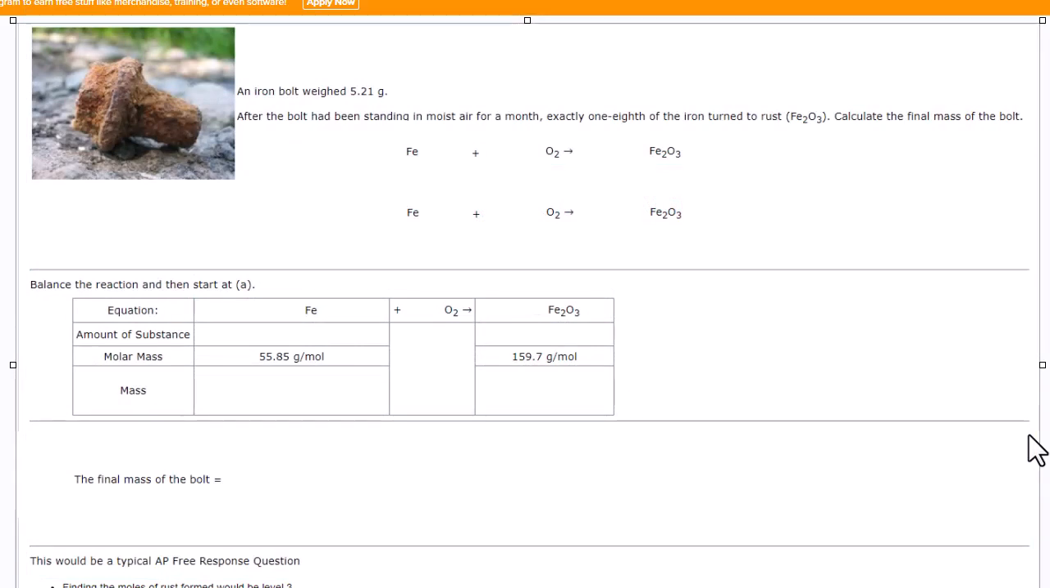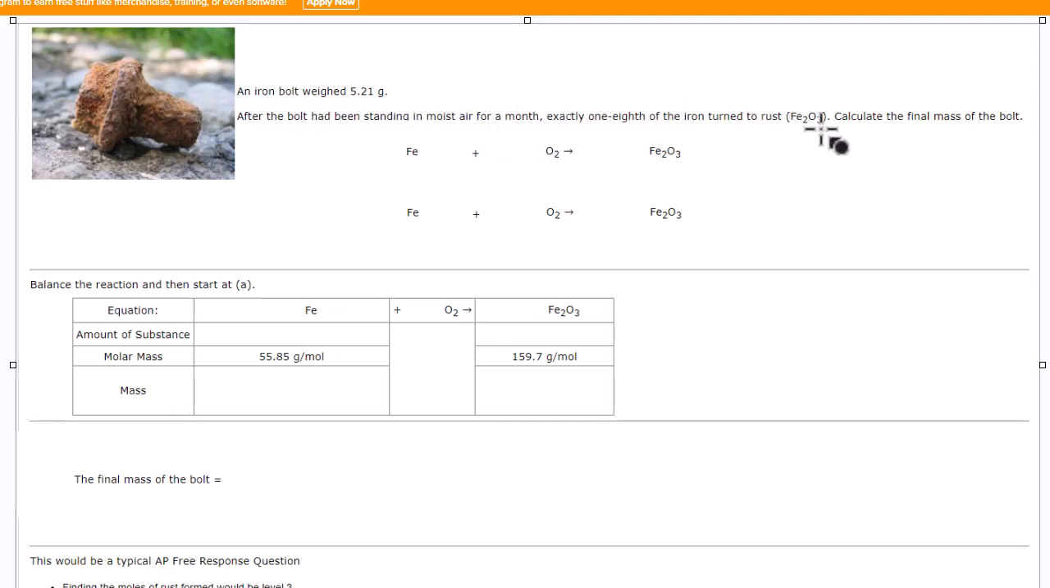Well, here we have a full FRQ that involves stoichiometry and balancing reactions in moles, grams. It's a beauty. It would start off pretty simply in an AP chemistry question. They give you an iron bolt that weighs 5.21 grams. If you're doing this problem at my website, you're going to have a different mass than this, but you'll be able to follow along. Then it says, after the bolt had been standing in moist air for a month, exactly 1/8 of the iron turned into rust.